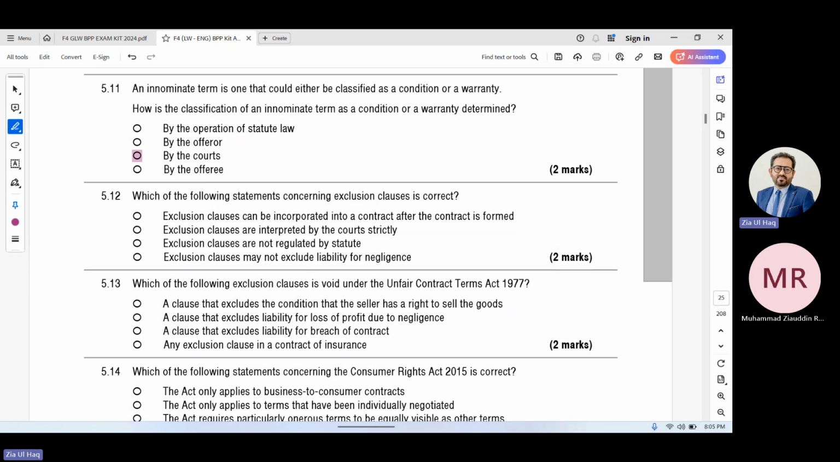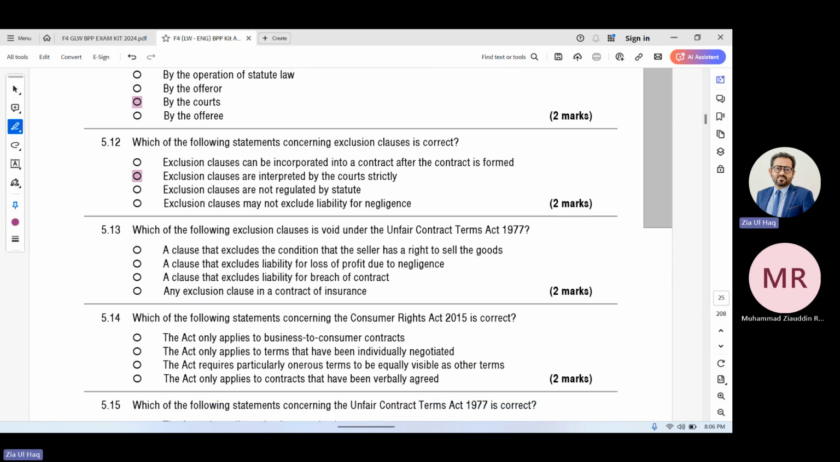5.12. Which of the following statements concerning exclusion clause is correct? Exclusion clause can be incorporated into a contract after the contract is formed. No. Exclusion clauses are interpreted by the court strictly. Exclusion clauses are not regulated by statute. No, it is regulated by statute. Exclusion clause may not exclude liability for negligence. It can exclude. That's why the term is exclusion clause. So 1, 3, 4, they are incorrect. So we can say court can strictly interpret the exclusion clause.